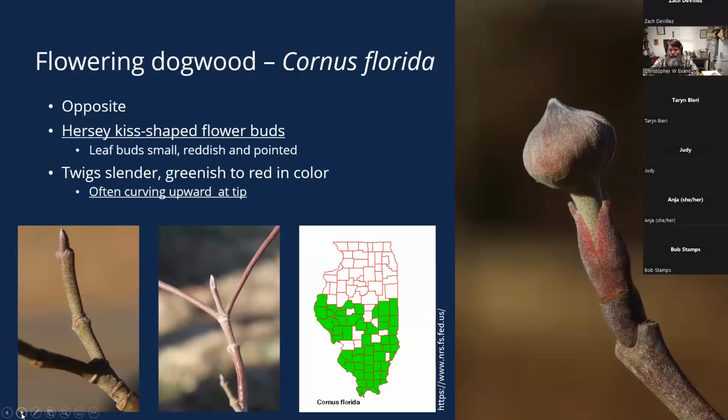And so that really, I'll show a picture of it in a second, that really jumps out to me is kind of the way that all those twigs curve upward as they get towards the flowering bud. And that kind of stands out and you can pick it out even at a distance.